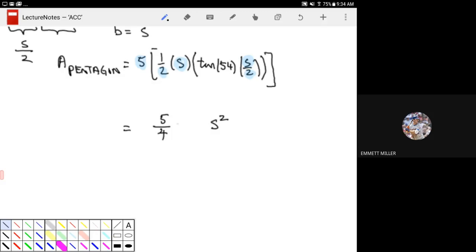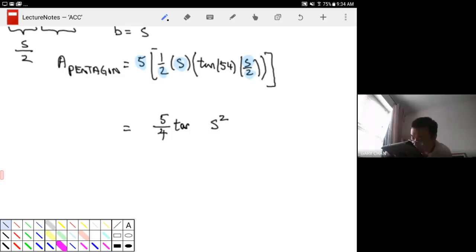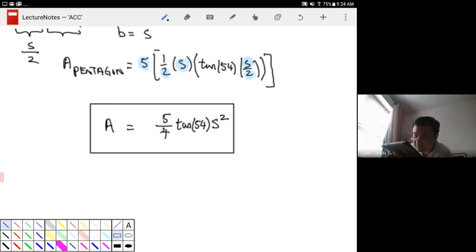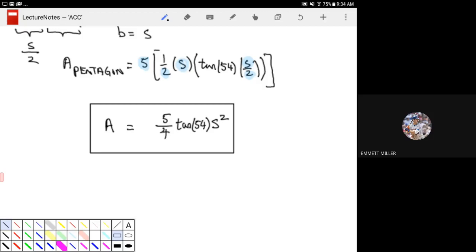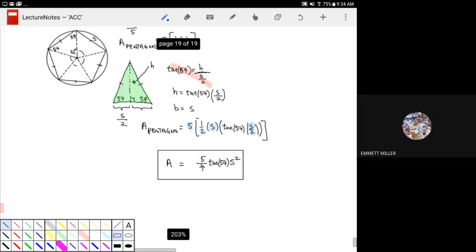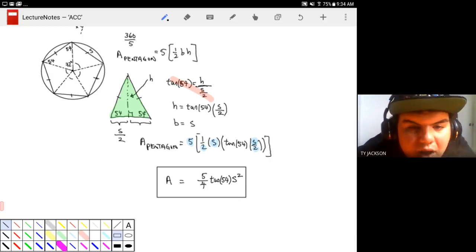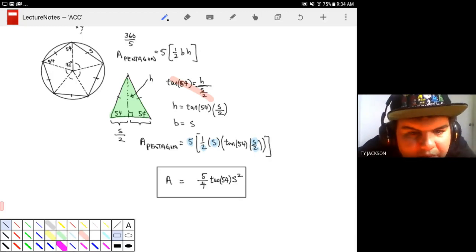So it's 5 S squared over 4. Don't forget the tangent of 54, right? So the area of a regular pentagon can be found by doing this. Area is equal to 5/4. But how are we going to abandon S over 2 like that? Because we have the twos. We have 5 halves and we have 1/2, and we have the same denominators.